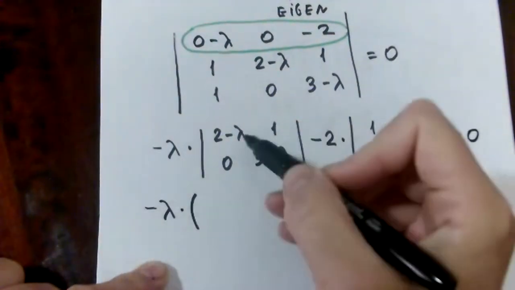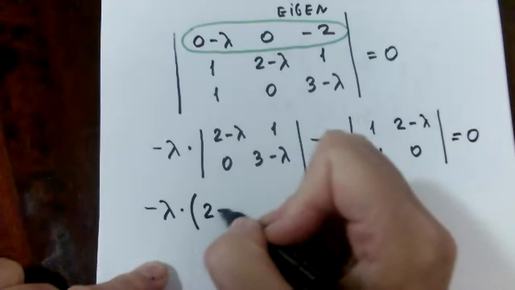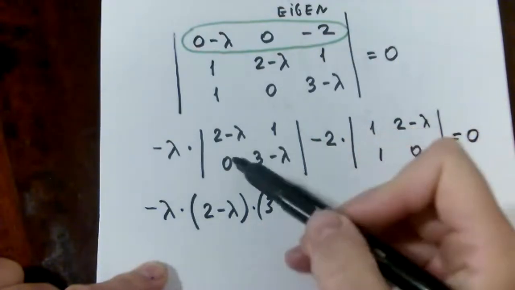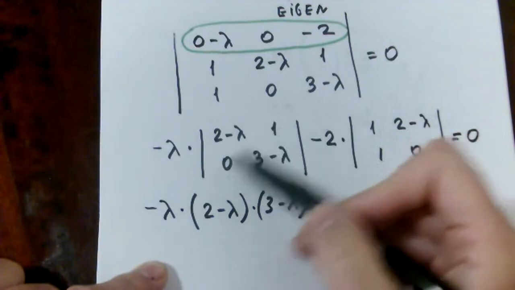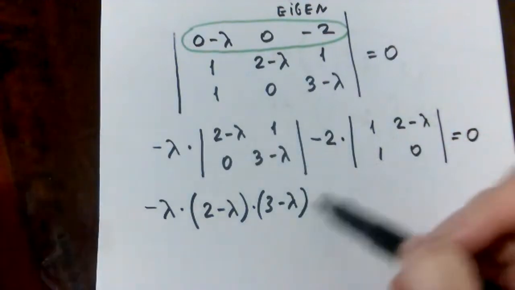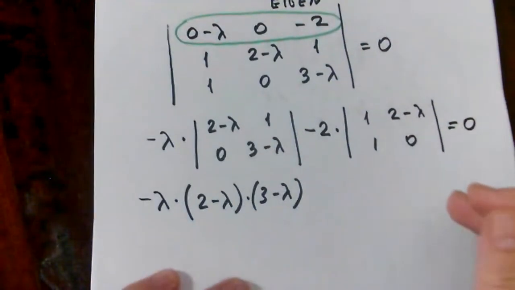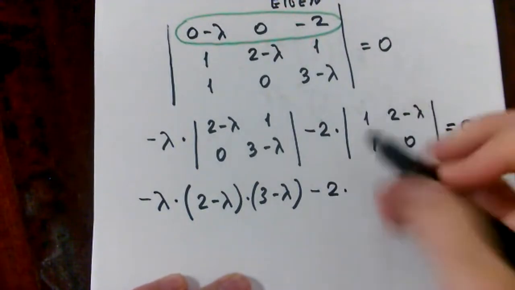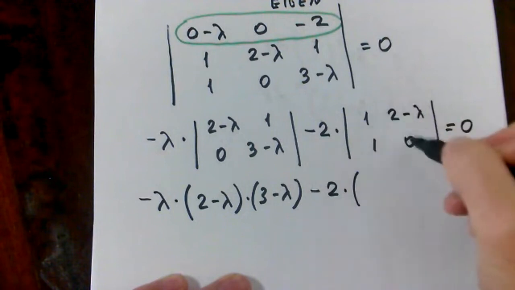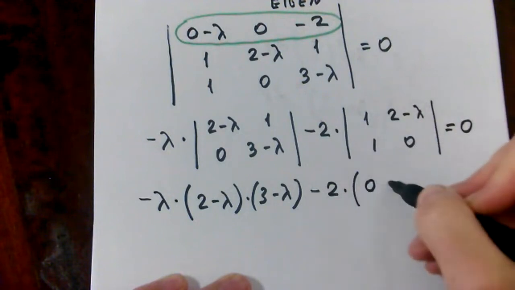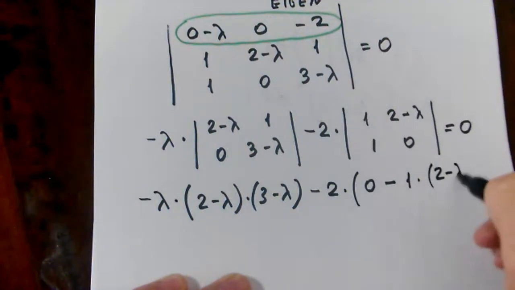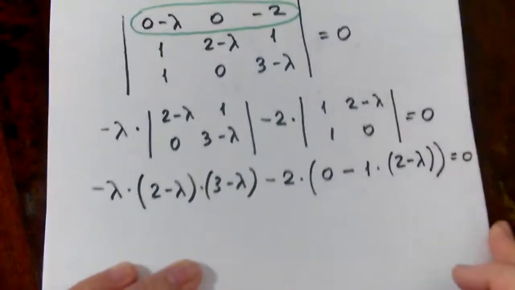Okay, minus lambda times what? This guy, 2 minus lambda, times this guy, which is 3 minus lambda. And luckily, we don't need to subtract 0. Of course, we can do it, but I'm too lazy to write it down. I think that you might be lazy too. Okay, minus 2, and this determinant goes like this: 1 times 0 will be 0. I prefer to write it down. Minus 1 times this guy, 2 minus lambda. We close the parentheses, and it's all equal to 0.